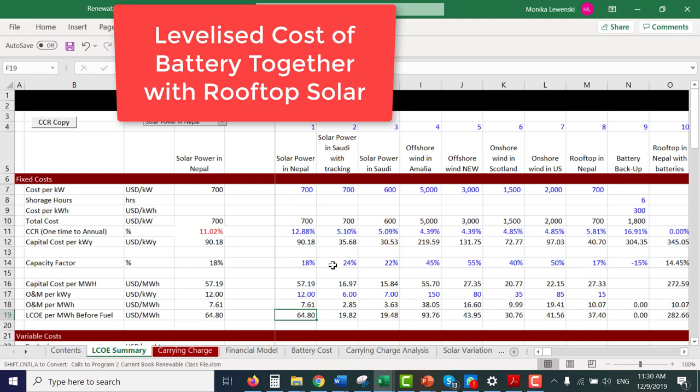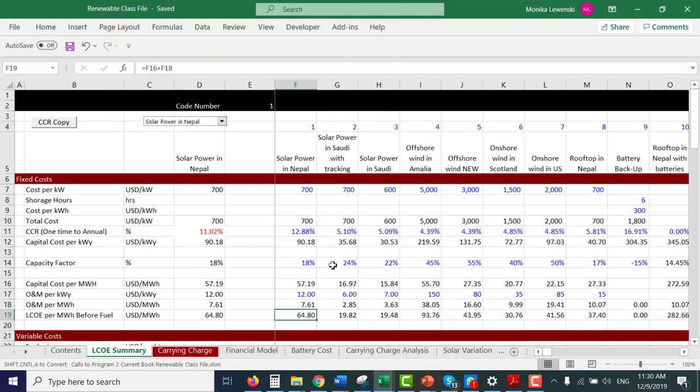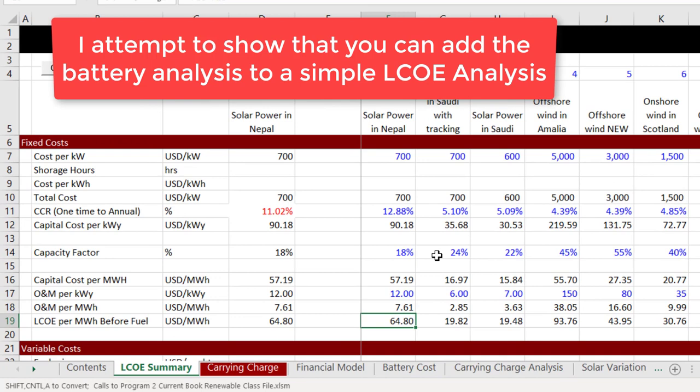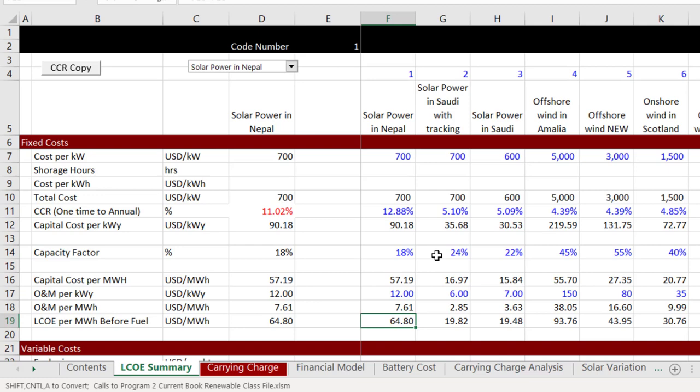Hello, this video is about the levelized cost of electricity and levelized cost of storage, and it's my second attempt, and I'm a little frustrated. And I get nervous about making videos. I've made videos about levelized cost and carrying charges and all that before.